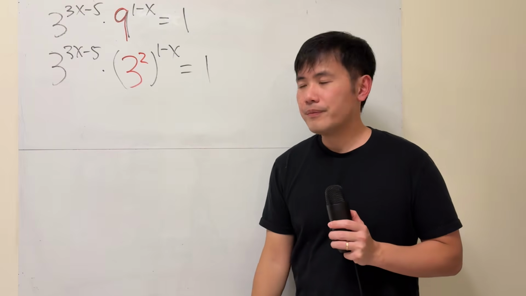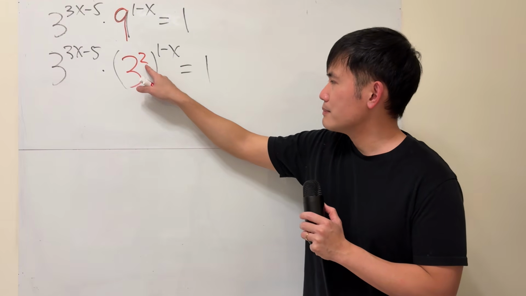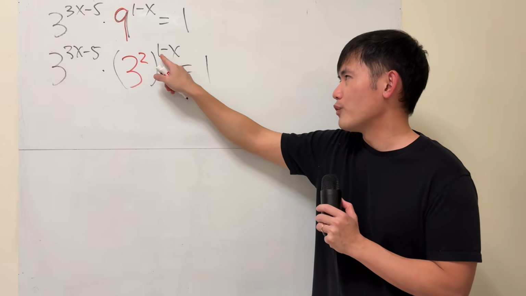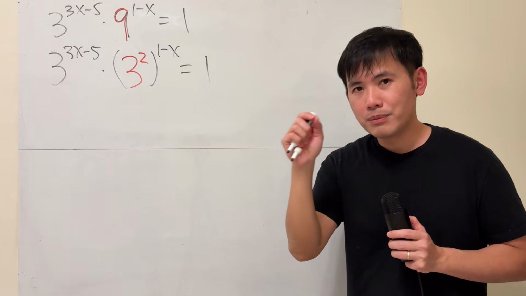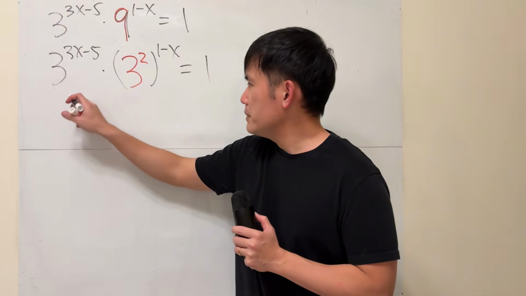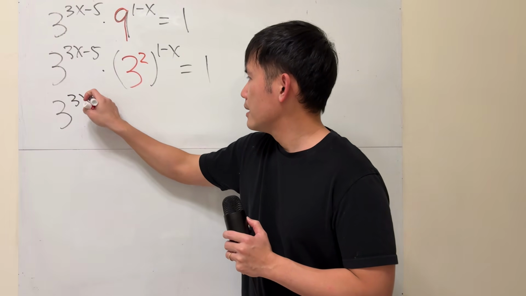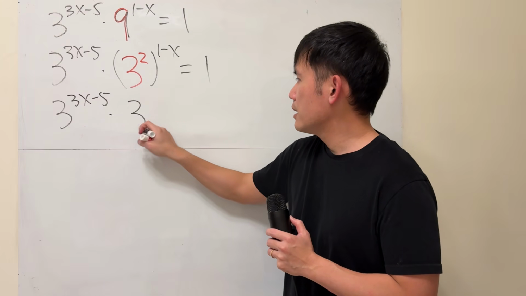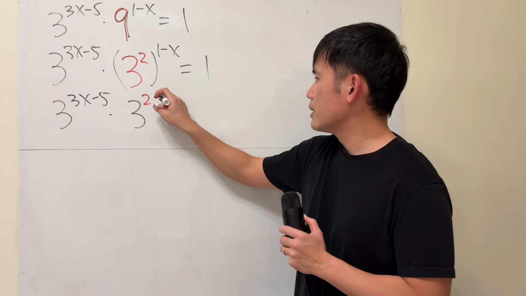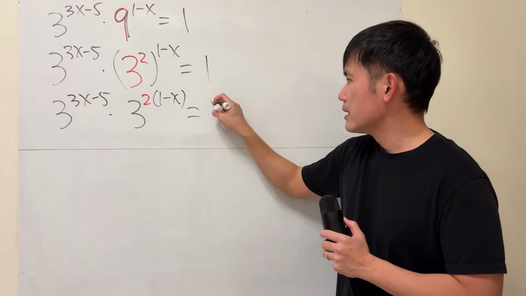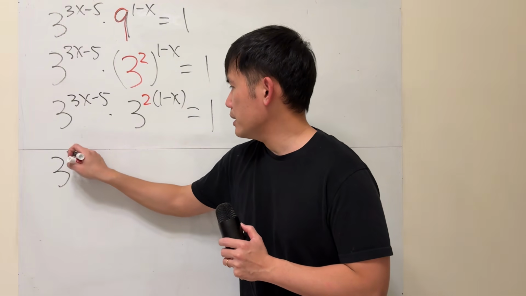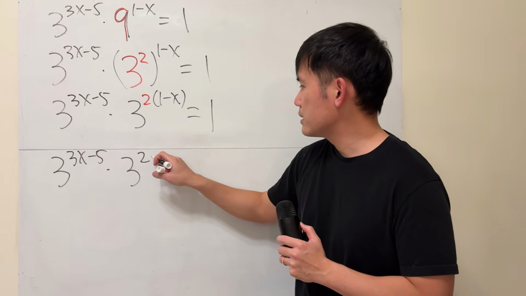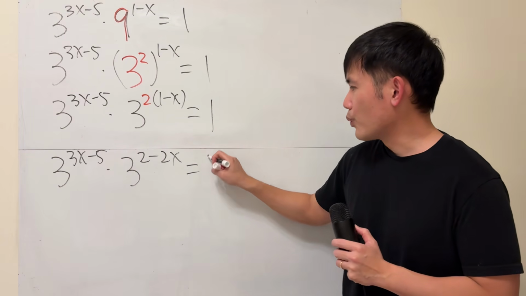Now what's next though? Notice here we have 3 to the x minus 5, and we have 3 to the second raised to the power of 1 minus x. We can multiply the exponents. So keep this again, and we will have 3, keep it, and then we will have 2 times 1 minus x. And of course, we can distribute that real quick. That will be 2 minus 2x, and that's equal to 1.